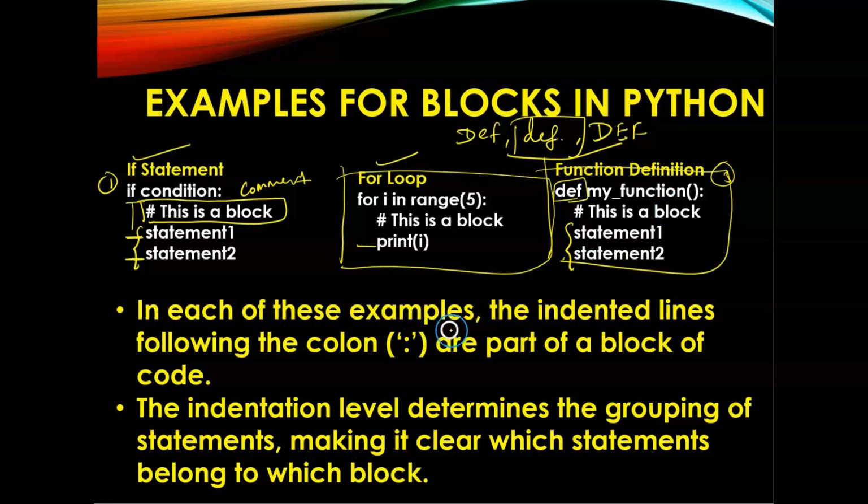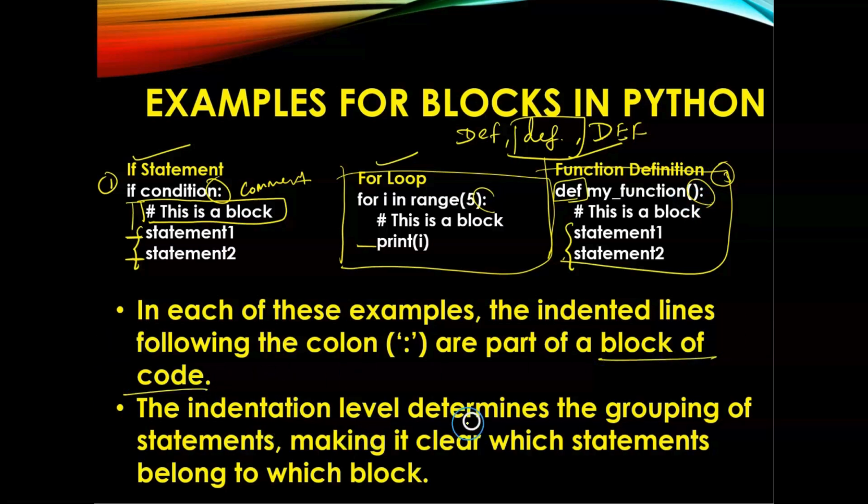In each of these examples, the indented lines following the colon are part of a block of code. So wherever the colon is encountered, it refers to a block of code. Understand? The indentation level determines the grouping of statements, making it clear which statement belongs to which block. By seeing the indentation level, we can see which statement belongs to which block. So far we have seen the components of Python, that means the bare bones of Python.